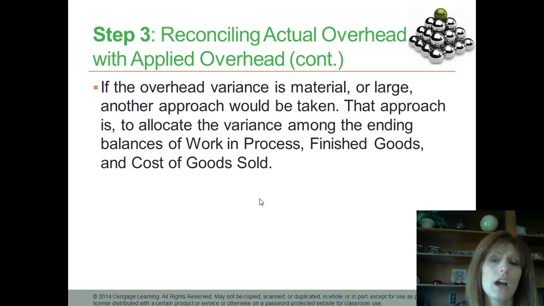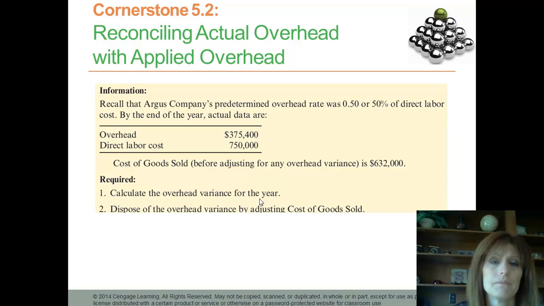Again, if it's large, we would split up that variance between the accounts of work in process, finished goods, and cost of goods sold, because in fact all of them would be wrong. If we were wildly different between what we applied and what we actually experienced, all of those accounts would be very different than reality, so we would fix them all. Whereas if we're plus or minus a few bucks, we're just going to close it out to cost of goods sold and not worry about it.